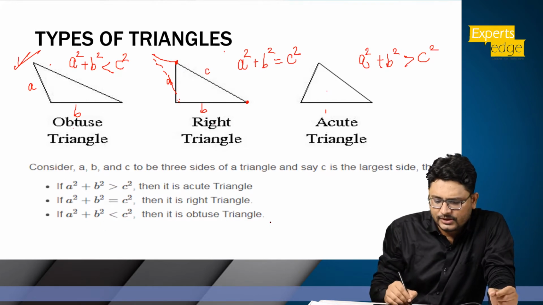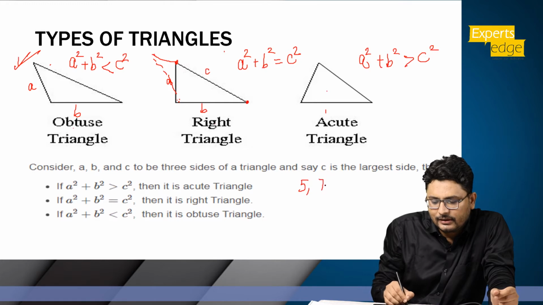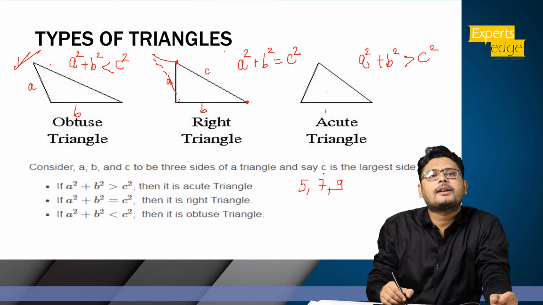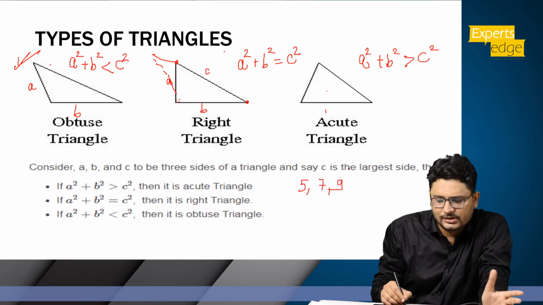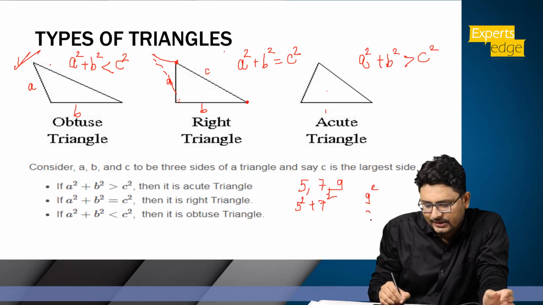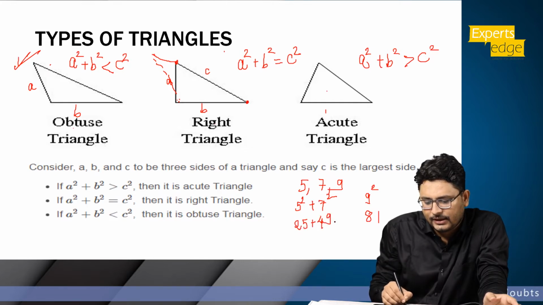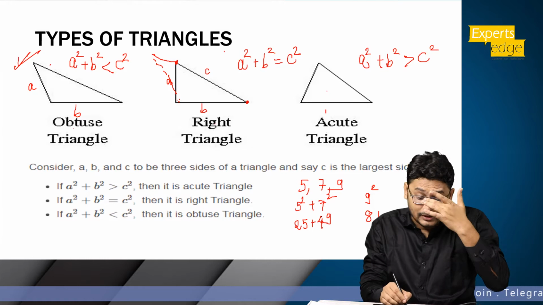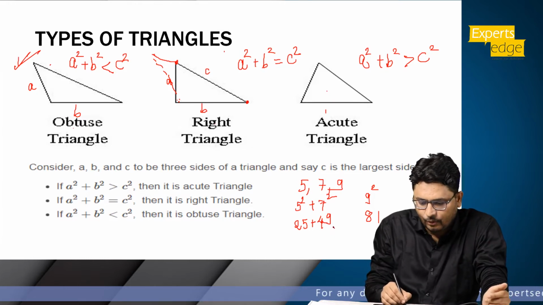But before the question, let's say a triangle has sides 5, 7 and 9. Which type of triangle will it be? Simple, you just need to square the two smallest sides. So it is 5 square plus 7 square and this is 9 square, right? So this is how much? 81. And 5 square is 25, 7 square is 49, 25 plus 49 is how much? This will be 74, right?